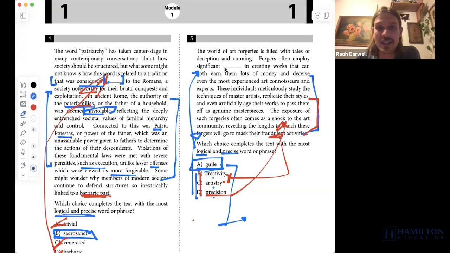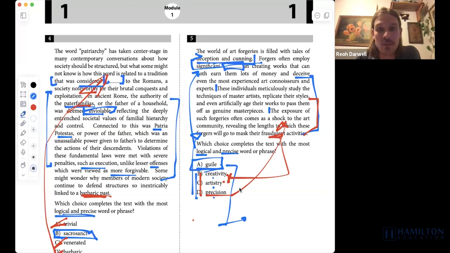That is what the SAT loves to do. They love to give you synonyms right up here to fit the word that you're actually looking for, right? We see deceive, okay? So all these things lead to their ability to deceive, which is ultimately connoted by the word guile, better than creativity, artistry, or precision do, right?